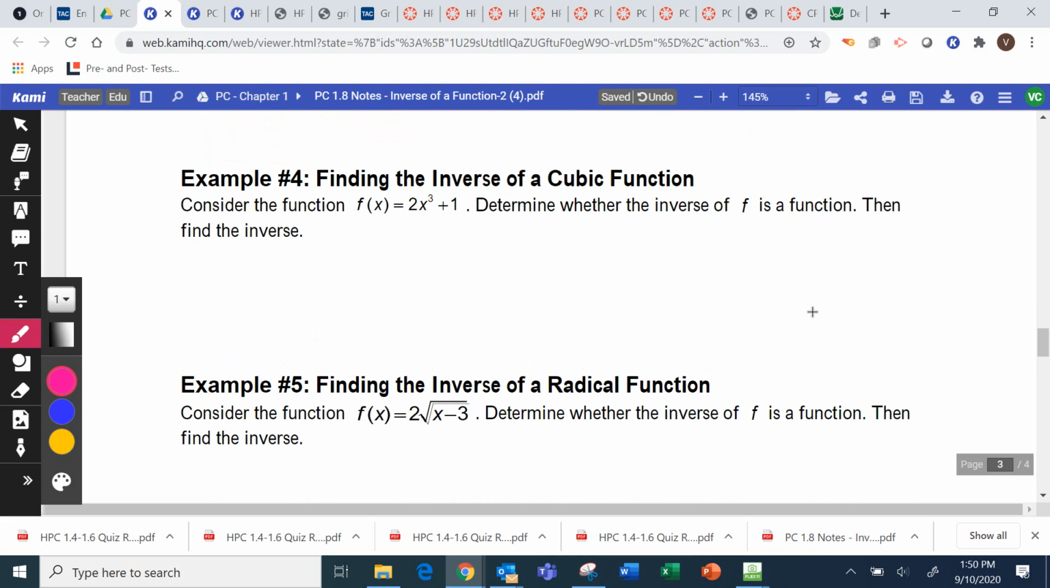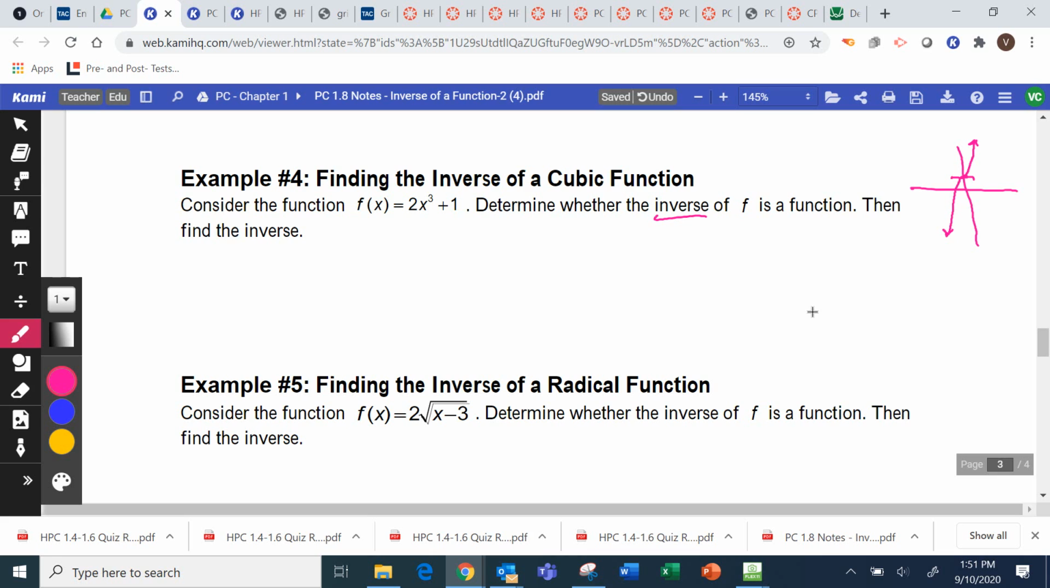Example 3, consider the function f of x equals 2x cubed plus 1. We're going to determine whether the inverse is a function, and then we're also going to find the inverse. There's a few ways we can determine if it's a function or not. We could just sketch a graph using transformations. I know that it is a cubic, and then this cubic is moved up 1, and then it just has a vertical stretch. So it's just going to rise up faster and fall quicker. It's still going to have that basic cubic shape.